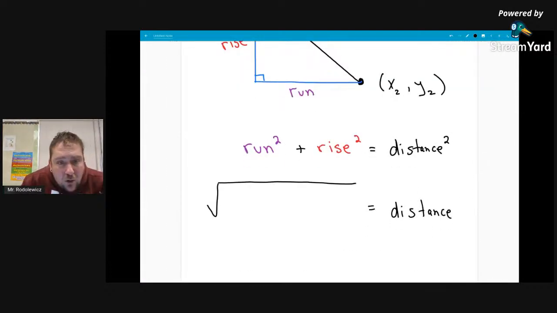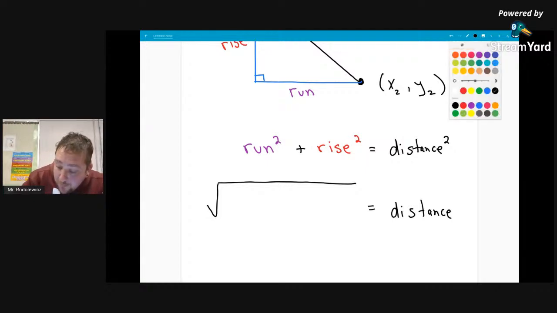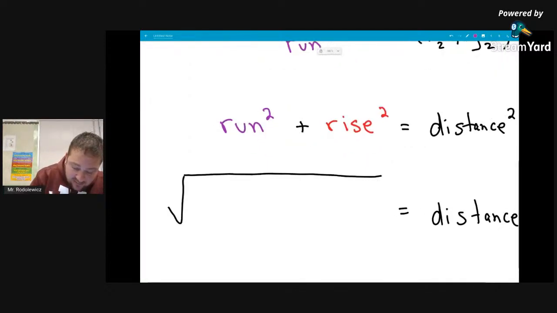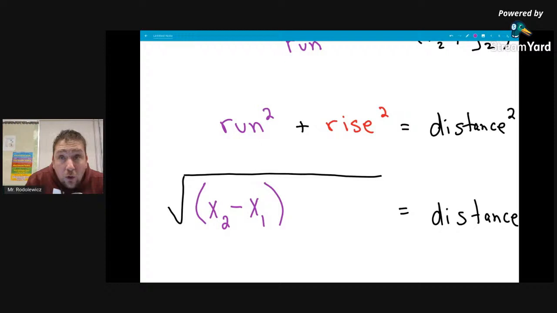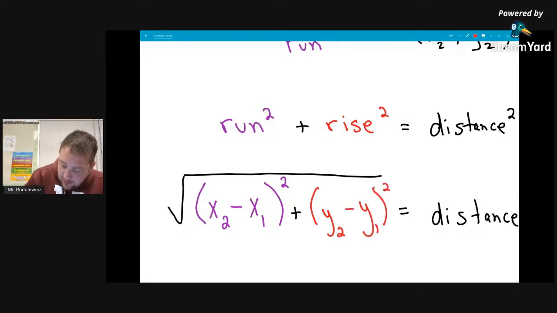Now let's do something else. How do we calculate run? How do we actually get the number value for run? We know from algebra, we know from our practice that run is x2 minus x1. So I'm replacing the word run with its little sub formula. And how do we find the rise? Very similarly, we replace it with y2 minus y1 squared.